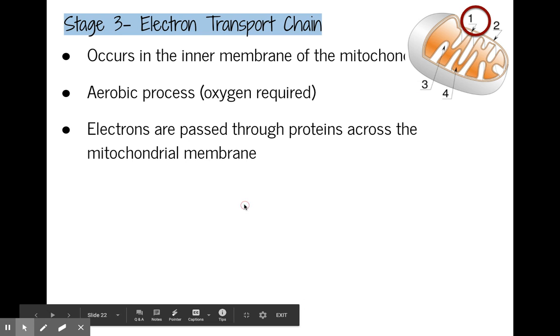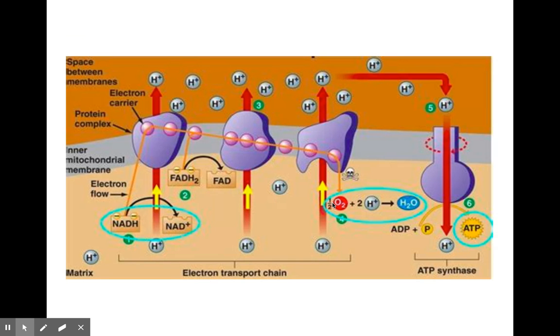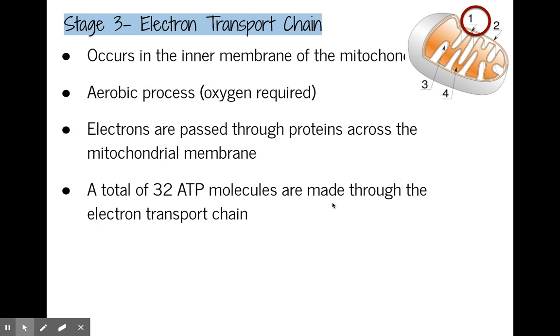So, stage 3. Okay, what you guys need to know, it occurs in the inner membrane of the mitochondria. It occurs in the inner membrane here, located right here along the cristae. It is an aerobic process, meaning oxygen is required. The electrons are passed through proteins across the mitochondrial membrane, and a full total of 32 ATP molecules are made through the electron transport chain.